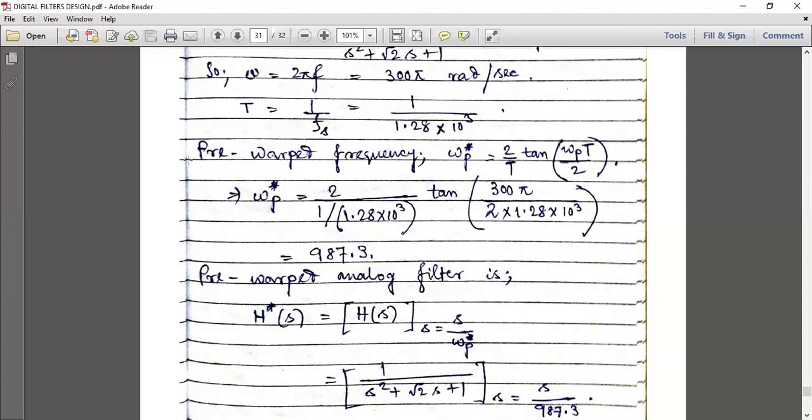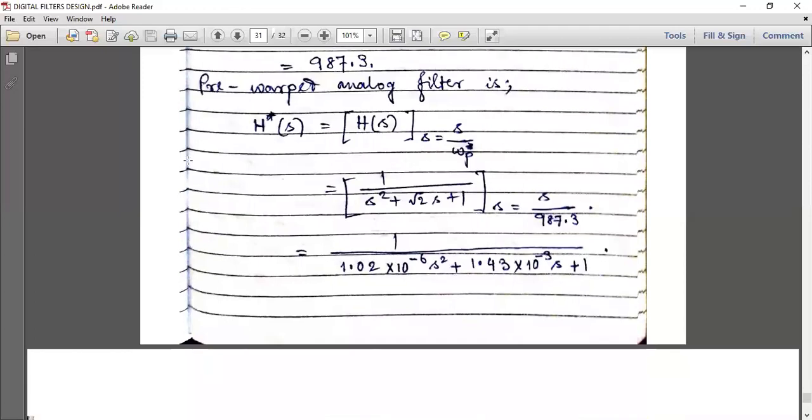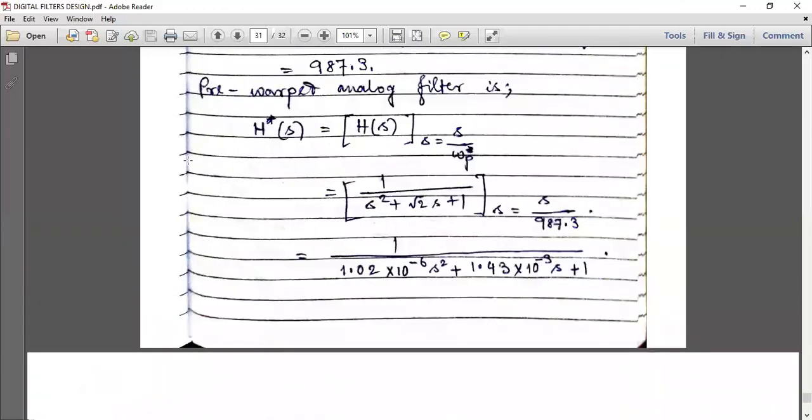Now, HS is what? 1 by s square plus root 2 s plus 1. At S equal to S by omega p star, which is 987.3. So in this equation of HS, replace S by S by 987.3. So after replacing, we get 1 by 1.02 into 10 to the power minus 6 s square plus 1.43 into 10 to the power minus 3 s plus 1.